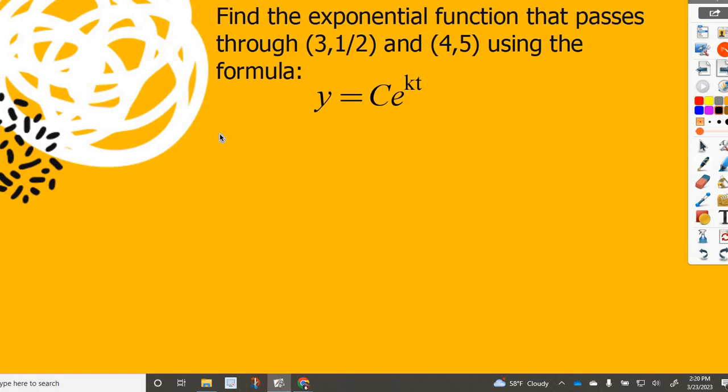So if I plug in a 1/2 for y, we are also plugging in a 3 for our t value. And the same goes with our other points. So we get 4k. Well, yes, but I don't like where this is going. Okay. So we have 2 variables, 2 equations. So we have a system of equations.